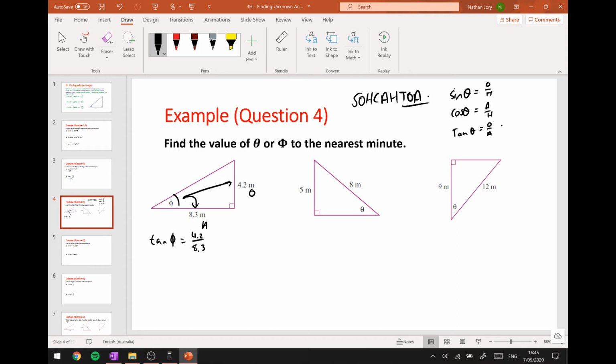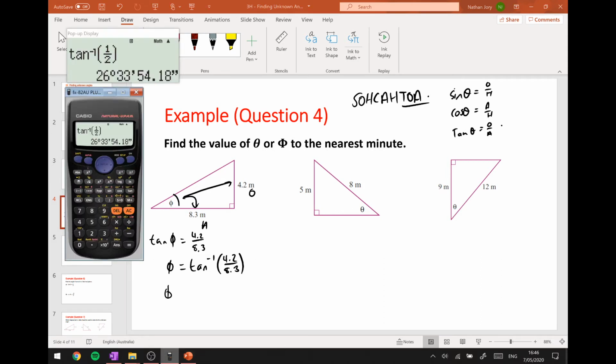Now, we don't care what tan of phi is equal to. What we do care about is what the individual letter by itself is. To remove the tan from the left-hand side, we're going to use that inverse. To get this to the other side, we're going to put a tan -1, and that's going to basically cancel that one out. Once we do that, we put it into our calculator: shift tan 4.2 over 8.3.